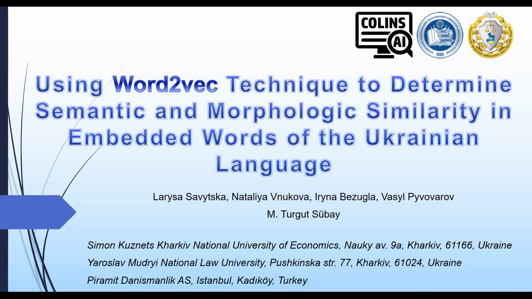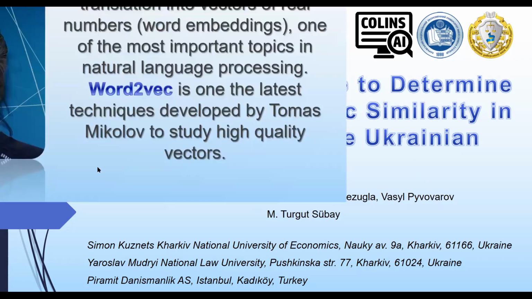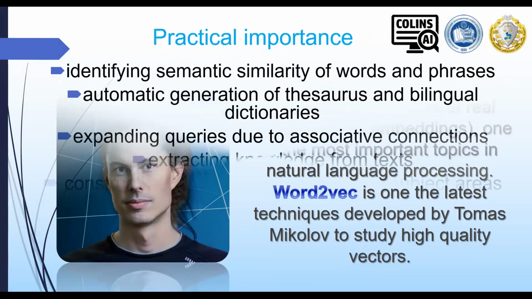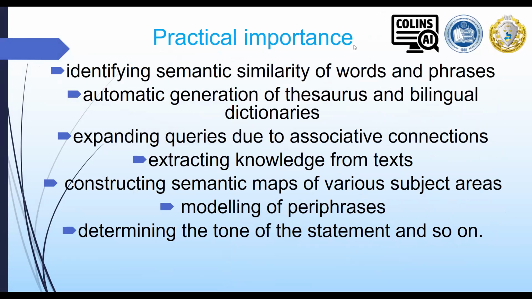The next slide, please. The article deals with the translation of words into vectors of real numbers, word embeddings, one of the most important topics in natural language processing. Word2vec is the latest technique developed by Tomas Mikolov to study high-quality vectors. The next slide, please. The research using machine technology, word2vec, is of great importance to computerize many areas of linguistic analysis, such as identifying semantic similarities of words and phrases, automatic generation of thesaurus and bilingual dictionaries, and so on.